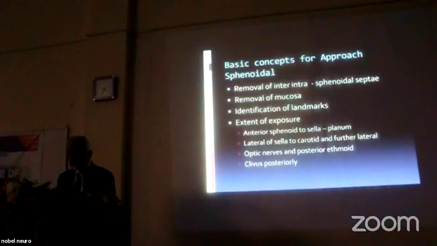Basic concept for the approach of sphenoidal surgery: removal of intra and interseptal sphenoidal septi, removal of the mucosa, identification of these landmarks, extent of exposure. Anteriorly, it is the sphenoid to sella and planum. Laterally are the carotid cavernous bulges, optic nerves, and posterior ethmoid, and posteriorly, of course, it is the clivus.